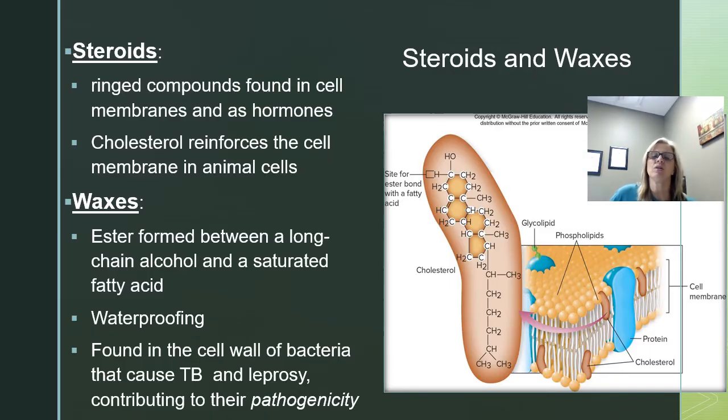Steroids and waxes are also really important components. A steroid is this cyclic ring-based compound that is found in cell membranes and often acts as hormones, all right? Cholesterol is a very important steroid that reinforces or gives some solidity, some structure to the cell membranes.